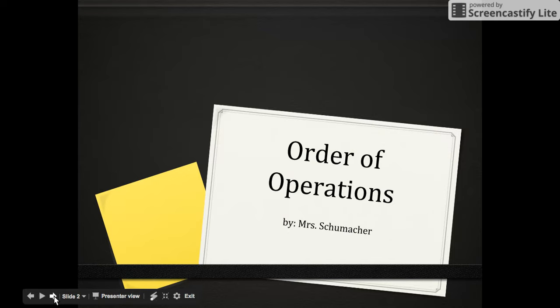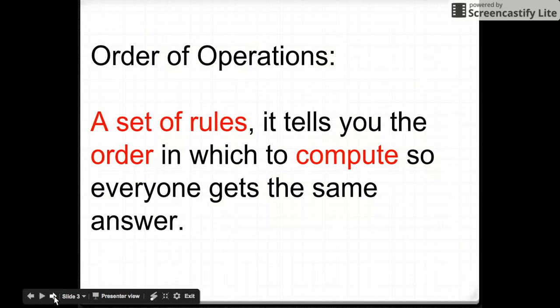As you heard in the video today, we are going to learn about order of operations. Order of operations tells us how we work out math problems using a specific order. To begin, we are going to talk about the definition of order of operations. The definition states that order of operations is a set of rules. It tells you the order in which to compute so everyone gets the same answer. To summarize, order of operations is a specific way you solve math problems.